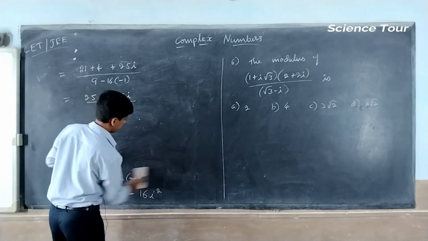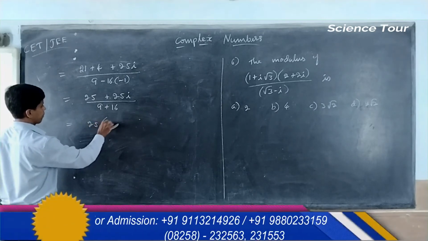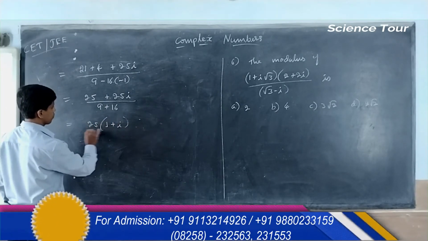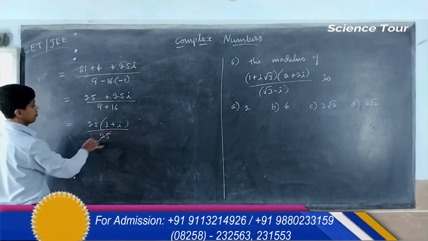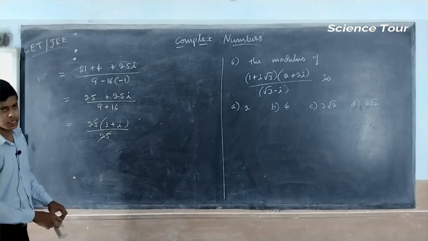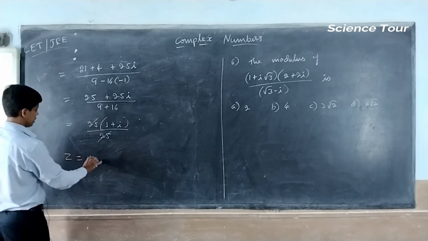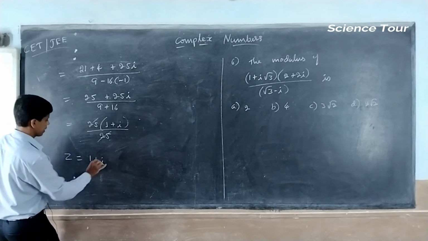So what is it? 9 plus 16 is 25. Cancel out 25. If you take common, 1 plus i is what remains here. So this is z and that is 1 plus i.